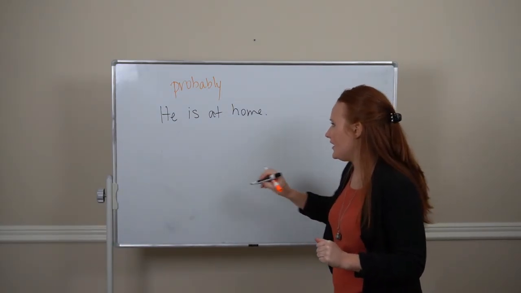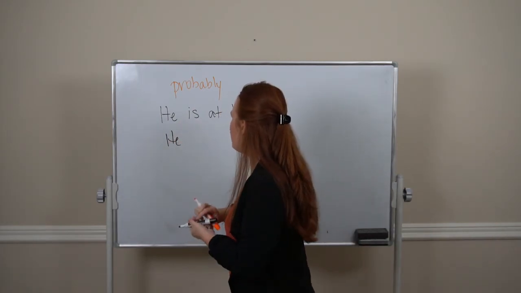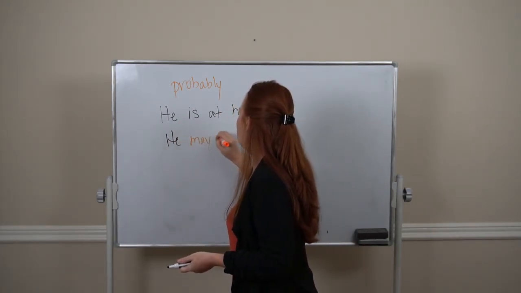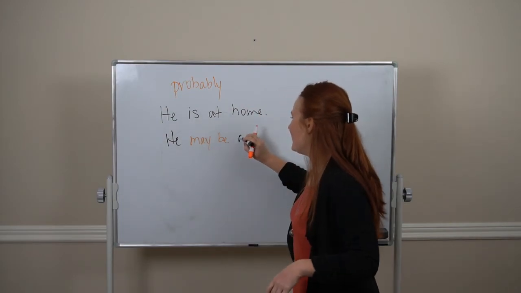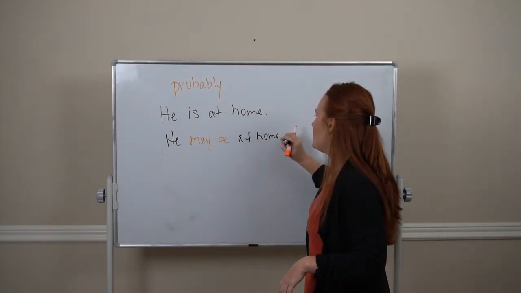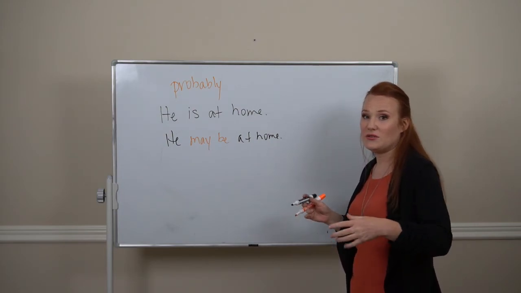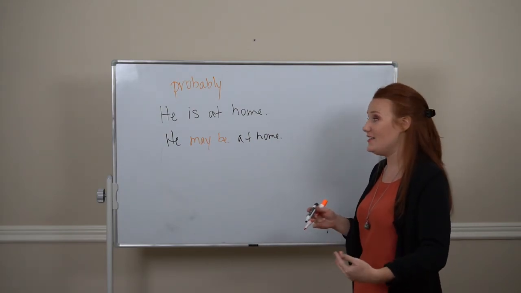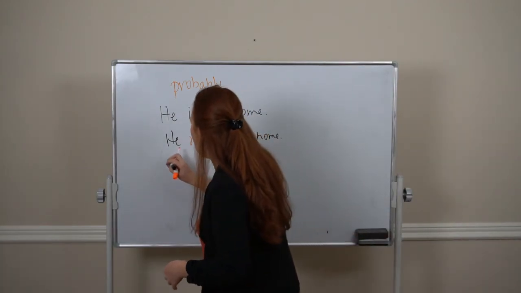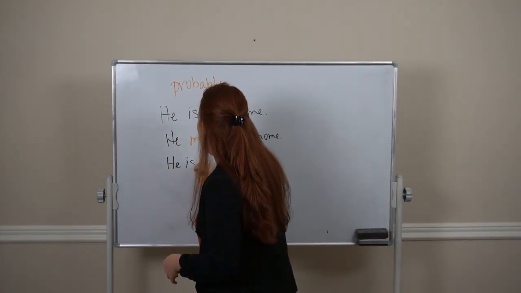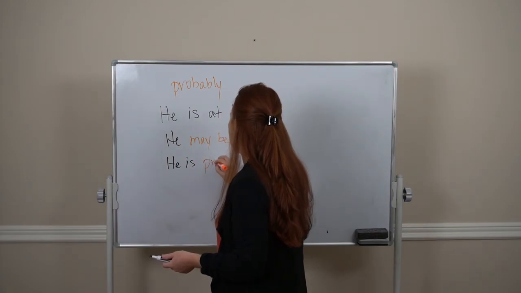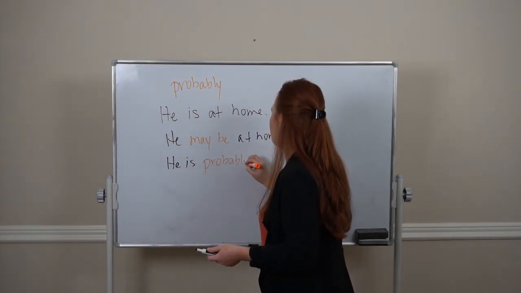Or I could say, he may be at home, like we talked about. This is, I'm not sure, I don't know. If we use probably, we're more confident. We think it is true. So I can say, he is probably at home.